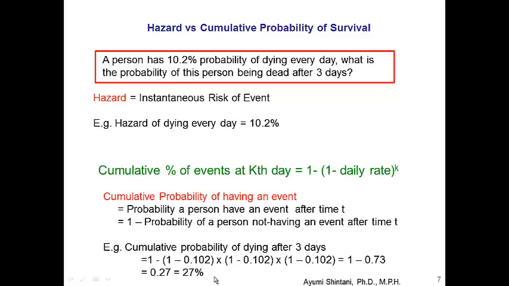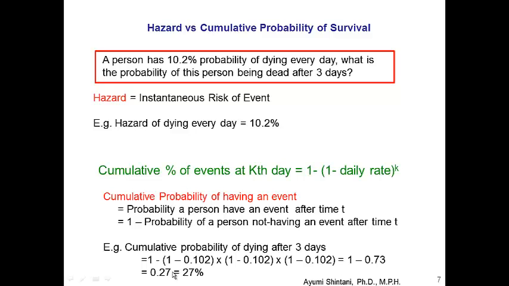And we call this probability the cumulative event rate, whereas the probability of this person dying each day is the hazard, which is 10.2%. Okay. So these two are very important terms we use in survival analysis. So please make sure you understand the difference between the two. So let's review: a hazard is the instantaneous risk of an event, in this case the risk of this person dying each day, which is 10.2%. And the probability of this person being dead after 3 days, which we call the cumulative probability of dying, is 27%.